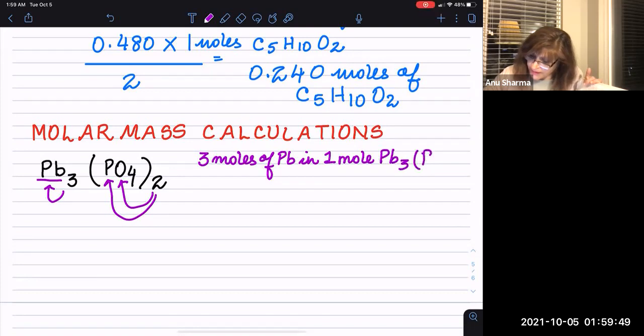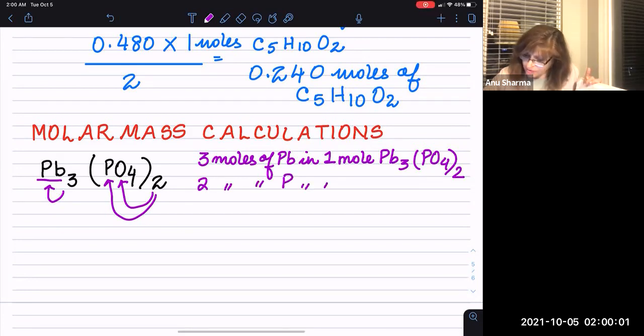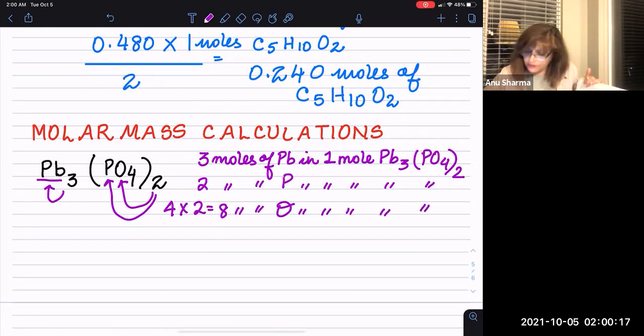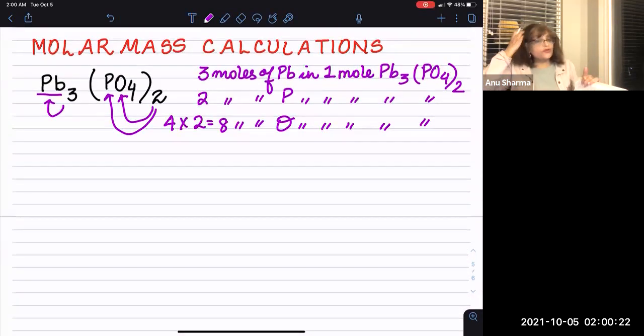Pb3(PO4)2. Okay, so this also means that there are 2 moles of phosphorus present in 1 mole of lead phosphate. Then 4 times 2 is equal to 8 moles of oxygen in 1 mole of lead phosphate. Okay, so that's how you do that.